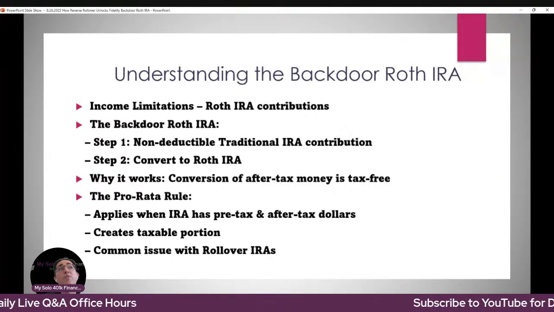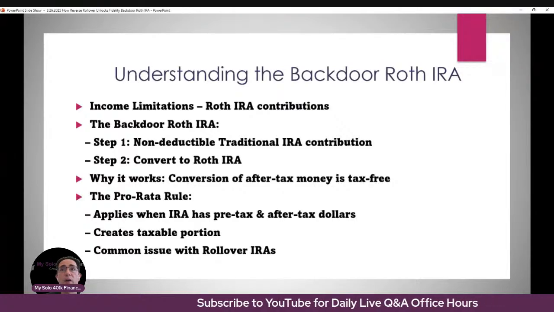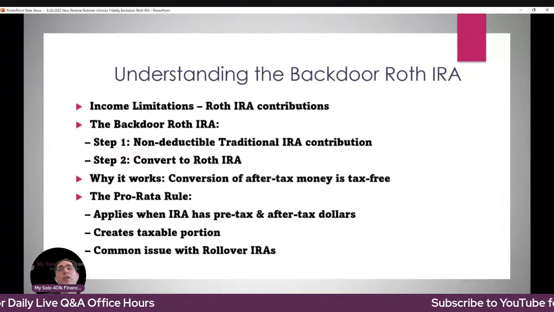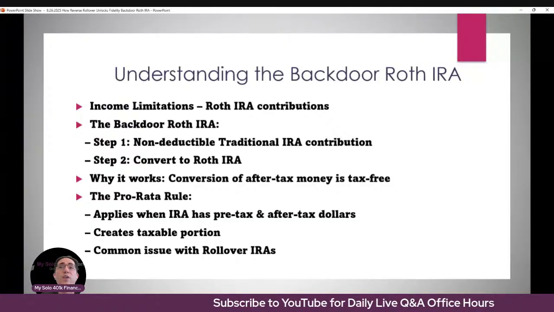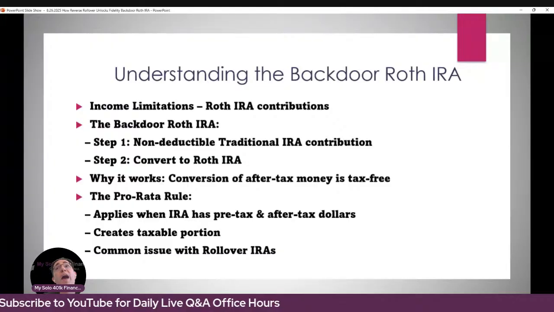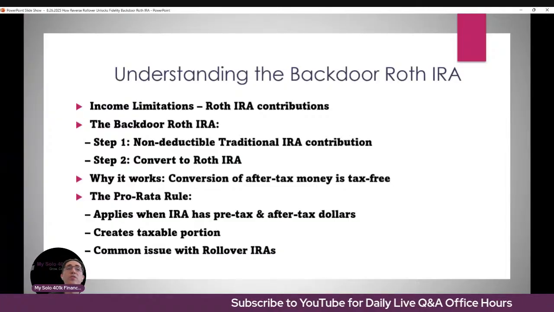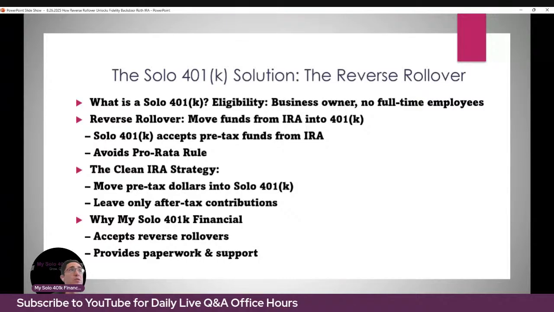So if 90% of the money in your IRA accounts, again, you have to look across all your IRA accounts, if 90% of those funds are pre-tax money, that means 90% of the converted amount that ends up in your Roth IRA is deemed to have come from those pre-tax funds. So that means you're effectively making a taxable pre-tax to Roth IRA conversion with respect to that portion. So it creates a taxable portion. This is a common issue with those that are making backdoor Roth IRA contributions.